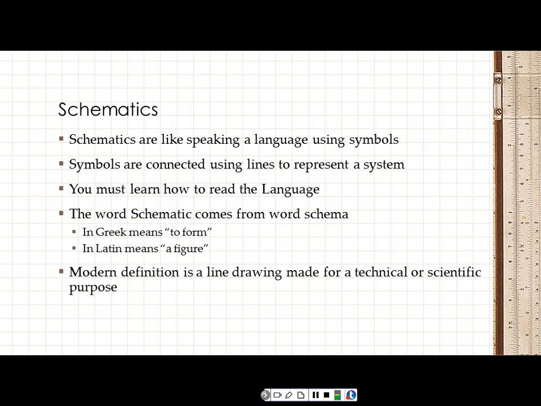The word schema comes from, and this is out of the textbook, a lot of things that we do come from the Greek or the Latin language. So in Greek, schema means to form, and schema means a figure. Modern definitions: the line drawing made for a technical or scientific purpose, using symbols. I need to add that to that. Or utilizing symbols.